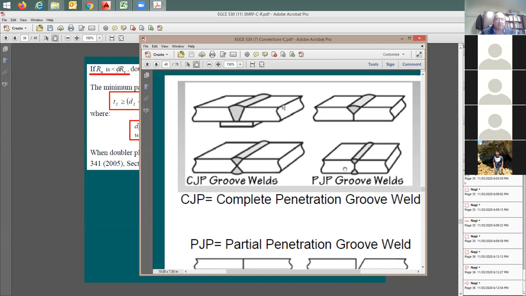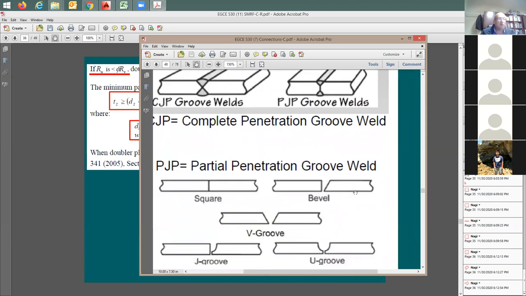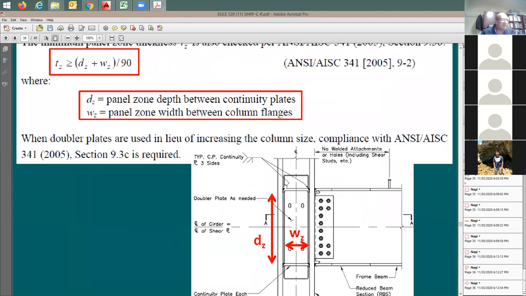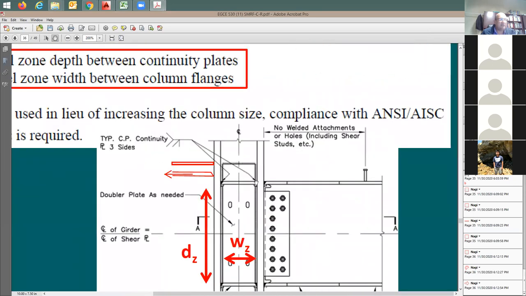But in a case like this, when you have partial penetration weld, you may need to do some analysis. In this case, also you need to do some analysis. And for fillet weld, you also need to do this analysis. So all you need to do is provide this groove, and you fill it with the welding material. This is exactly what we have in this case. See, this says here complete penetration weld on three sides, which means one, two, and three is going to be to the doubler plate or to the column web.